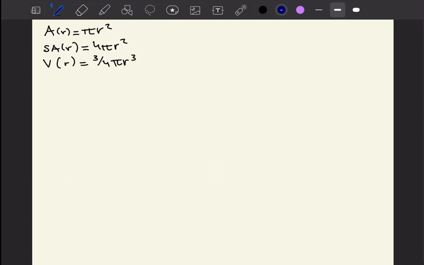Alright, so once again, we're going to do the same thing and we're going to express radius in terms of the outcomes. So for example, in terms of the cross-sectional area, our radius would be, well, we divide area by pi, and then we take the square root of that. So it would be area over pi, all of that square rooted, right? Then over here, what would r in terms of surface area be? Well, think about it, you're dividing surface area by 4 pi, and then you're square rooting that.